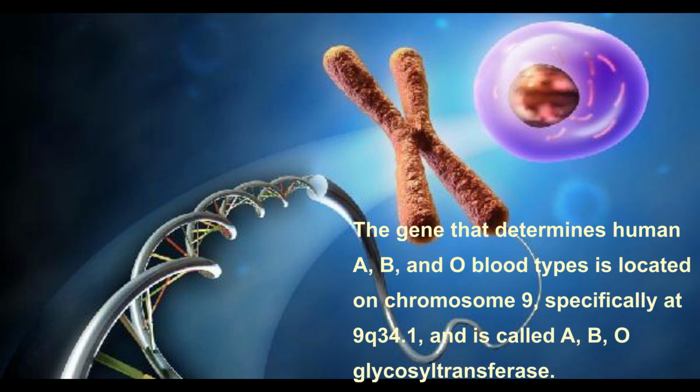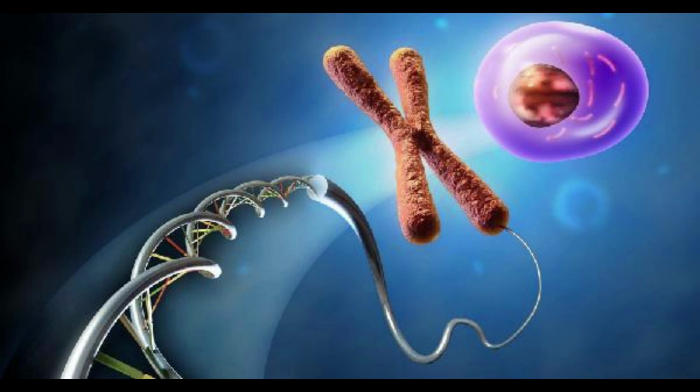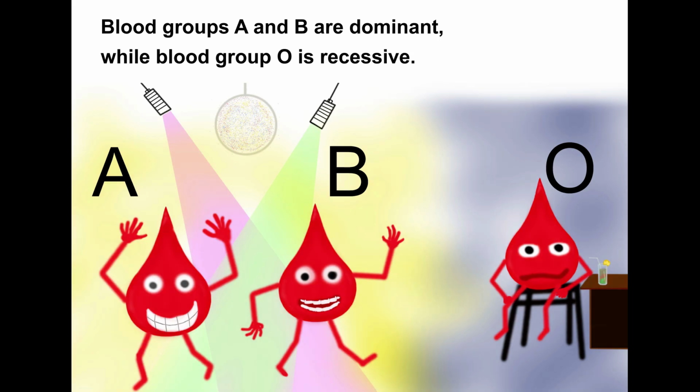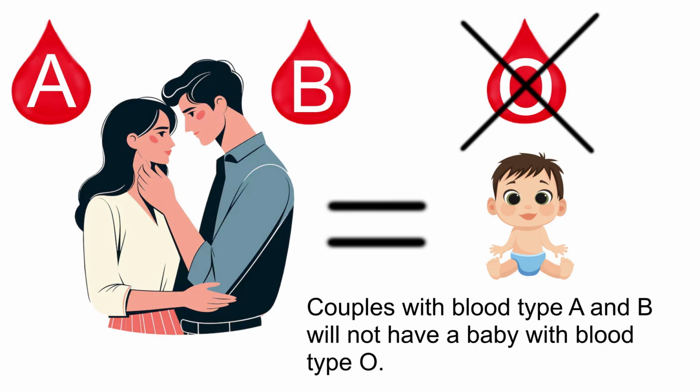The gene that determines human A, B, and O blood types is located on chromosome 9, specifically at 9q34.1, and is called A, B, O glycosyltransferase. Blood types A and B are dominant, while blood type O is recessive. It is impossible for a child with blood type O to be born to parents with blood types A or B.